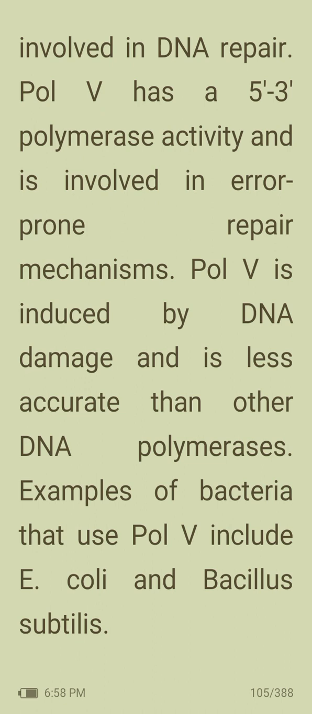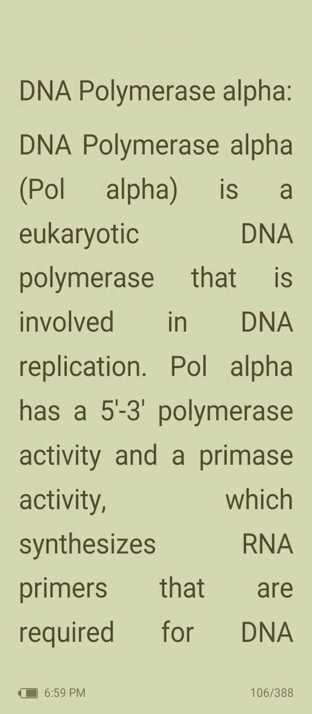Pol 5 is induced by DNA damage and is less accurate than other DNA polymerases. Examples of bacteria that use Pol 5 include E. coli and Bacillus subtilis. Then DNA polymerase alpha.